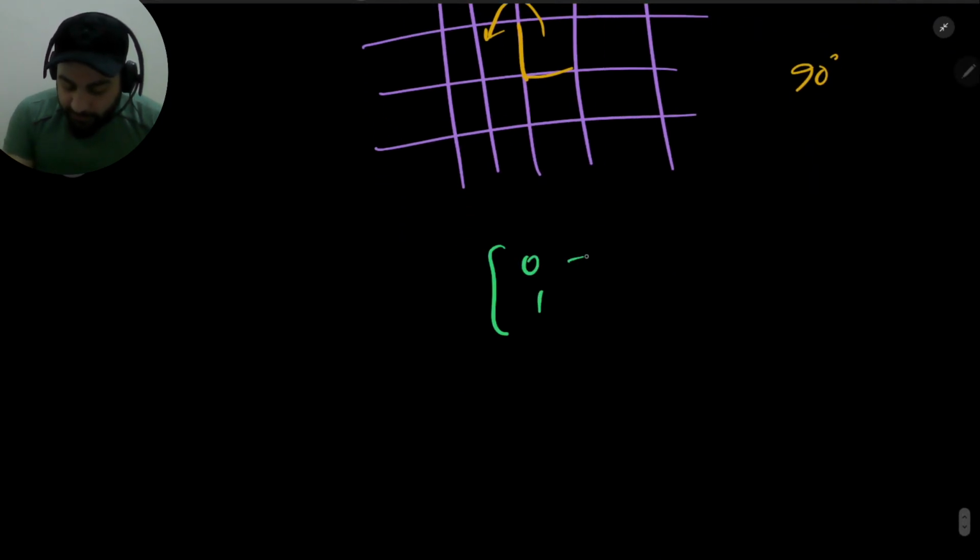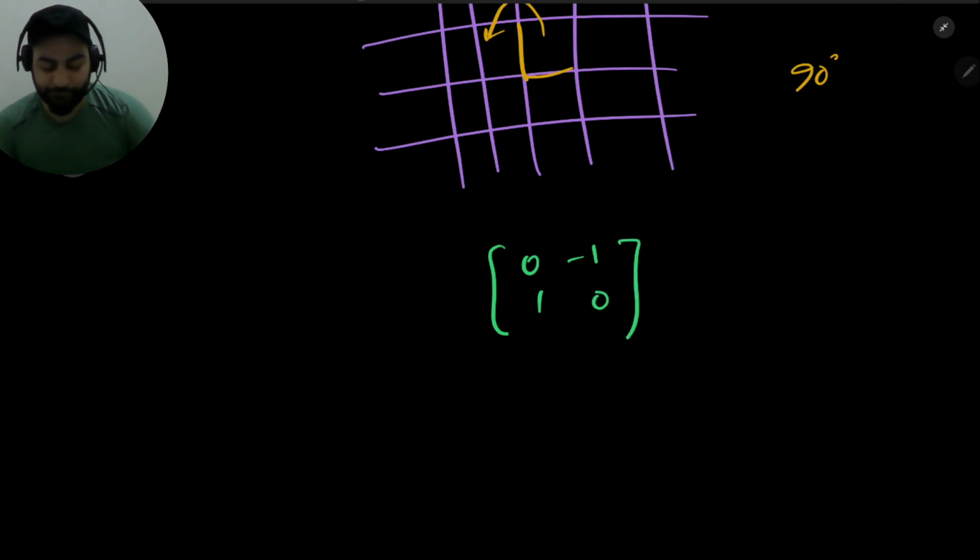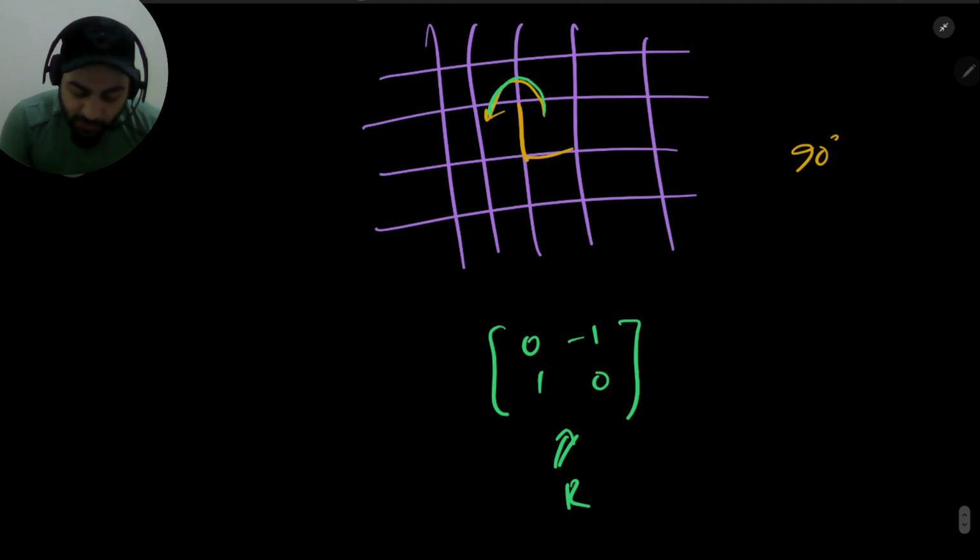So [[0, 1], [-1, 0]]. This is the rotation that we had. So what it did is it rotated the whole space over here. It rotated in some fashion. Let's write that like this.